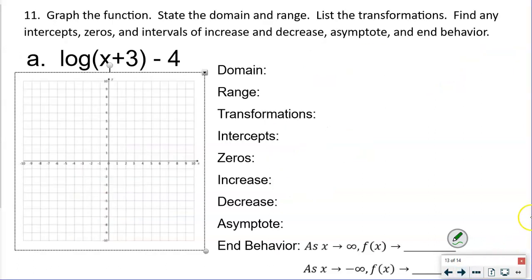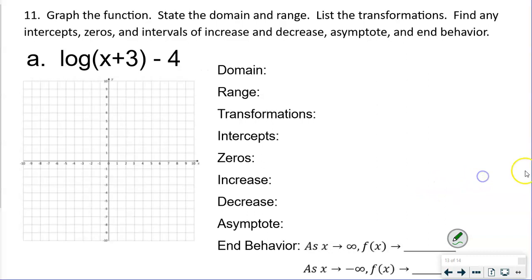All right, so number 11, it says graph the function. So before I do that, let's talk about our asymptote. Now, this is the way I did this with my students every time. So this right here, if you recall, is our asymptote. And our equation is x minus h plus k, where h is our horizontal movement and k is our vertical movement. So our asymptote is going to be x is equal to -3.